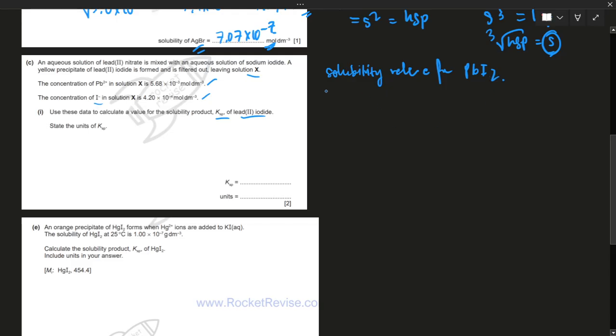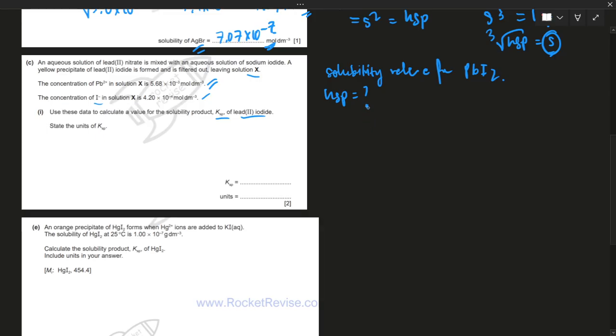All they're asking us is basically to find the KSP, right? Now, how would you do this? Using the individual concentrations that they gave us, right? When they give you individual concentrations, you don't have to multiply inside the bracket. So it's going to be exactly the same as the expression.